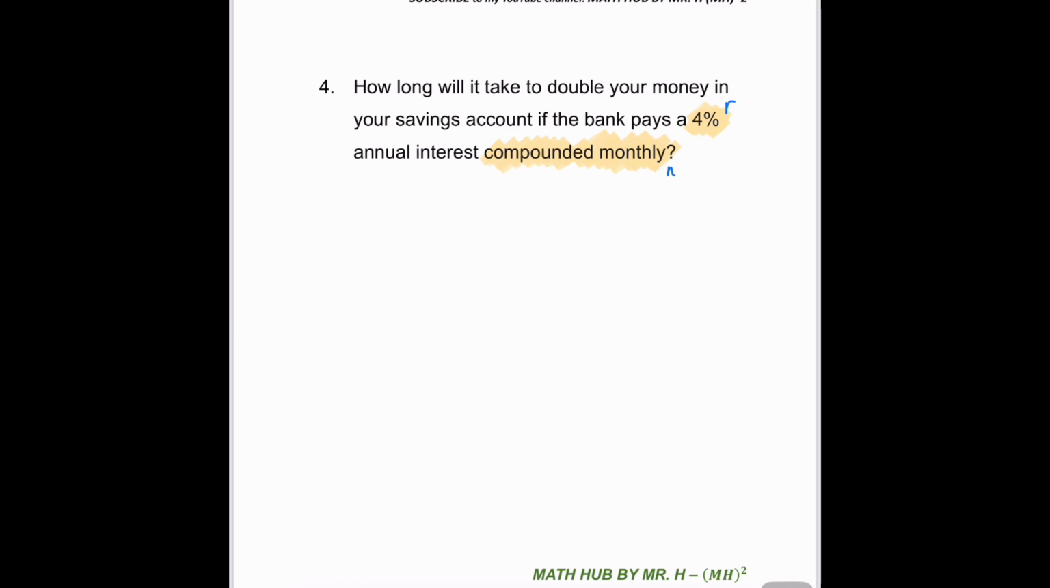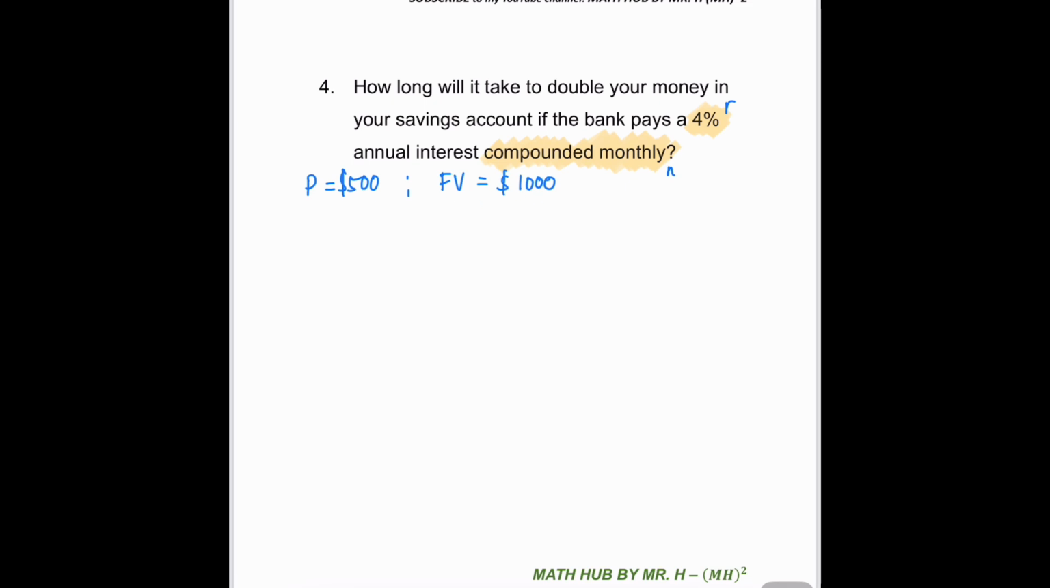But since there's no specific number given, you can set your own principal value, the present value or principal amount, then just double it. So let's say I will let my principal amount be $500. Since it says double your money, the future value will be $1,000. So 500 times 2 is 1,000. And these are the numbers that I will be plugging into the formula.